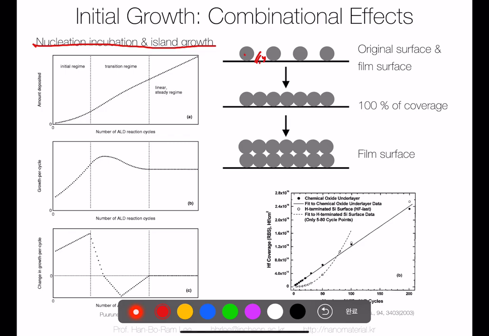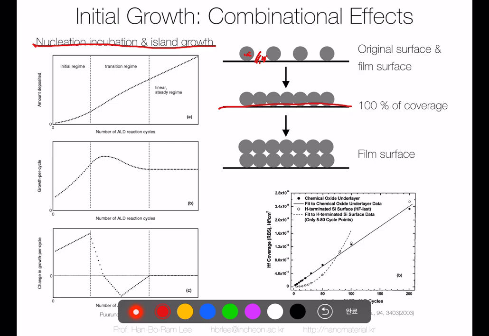Film surface and original surface, definitely two different surfaces. The ALD growth rate, or GPC, is different on the two different surfaces. Once the original surface is covered by the film surface, there is only one surface here, and then the growth rate is the same. There is only one growth rate.